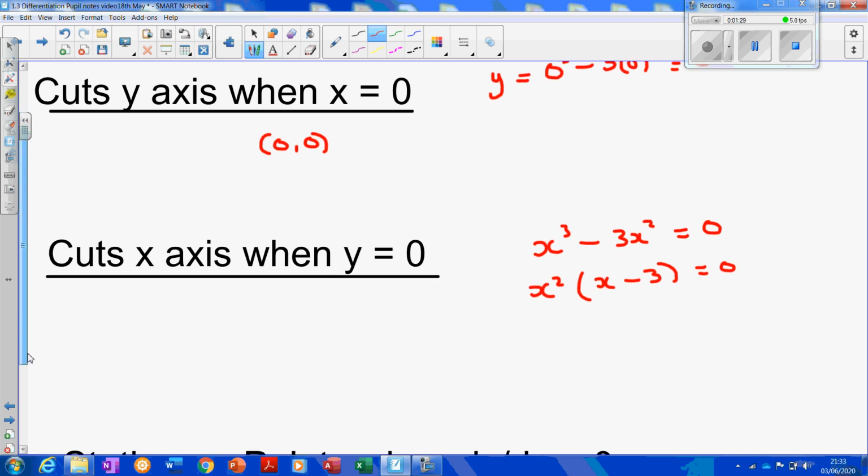So product of two things that multiply to give me 0. So either x squared equals 0 or x minus 3 equals 0. So if x squared equals 0, x is equal to 0. And if x minus 3 equals 0, then x is equal to 3. So two places where it cuts the x-axis is the point 0, 0, and the other point is 3, 0.